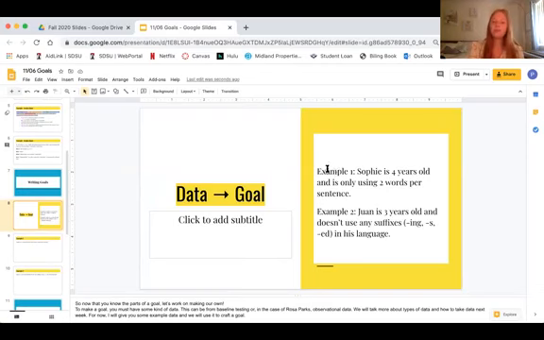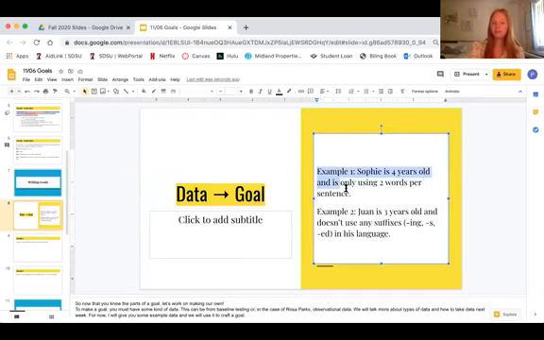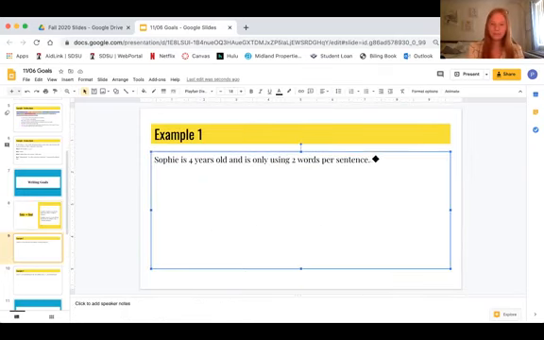So in this example, we have Sophie is 4 years old, and she's only using 2 words per sentence. And then in our second example, Juan is 3 years old and doesn't have any suffixes like ing, s, or ed in his language at all. Both of these are concerning, if you couldn't tell. And so these are kids that would be getting services with a speech therapist. Let's go ahead and get into it.